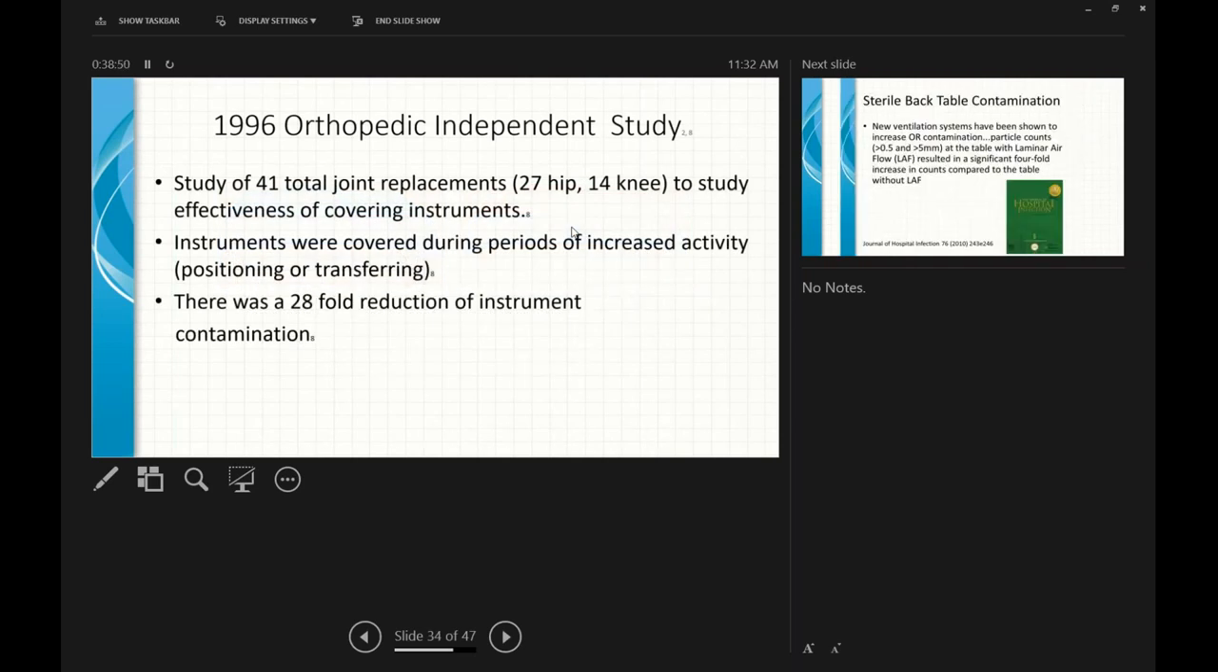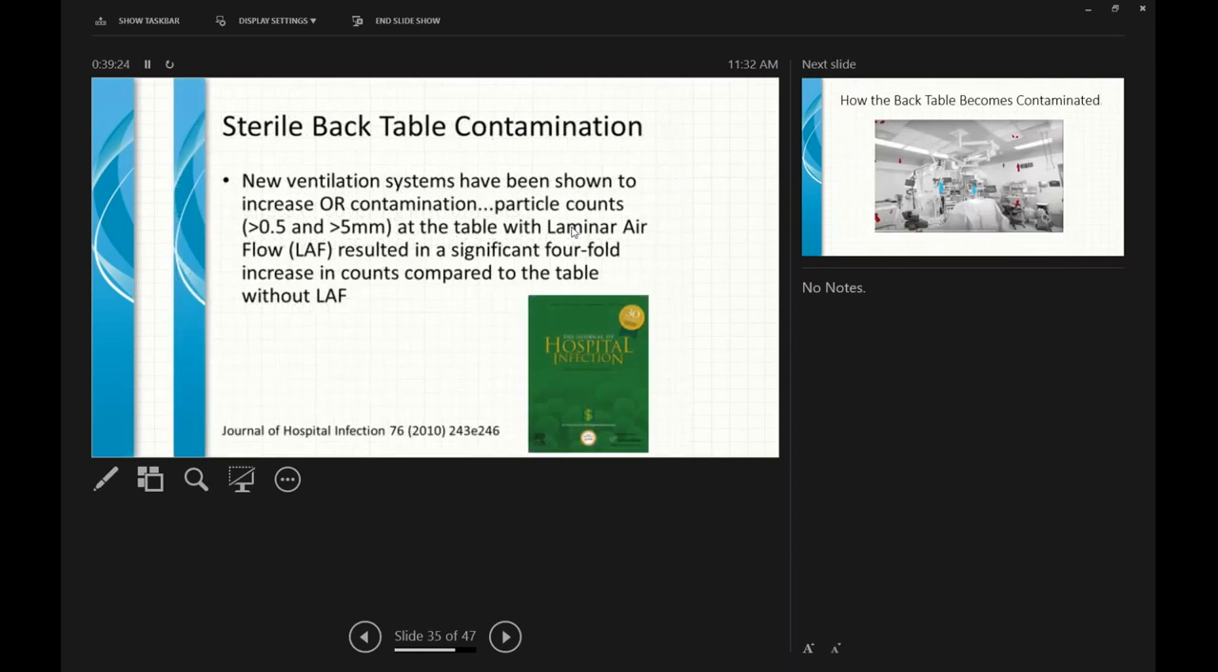There's also another study in 1996, an orthopedic independent study. They studied 41 total joint replacements, 27 were hip and 14 were knee, to study the effectiveness of covering the instruments. The instruments were covered during periods of increased activity like positioning or transferring. There was a 28-fold reduction of instrument contamination.